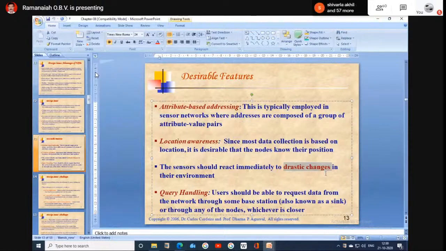Then query handling. Each and every sensor node should be equipped with the necessary processor capability and the query software capability. That is, it should be able to process the given query. So the necessary algorithms, code, or data structures should be with the sensor node. They must be loaded to receive the query. So that is query handling.